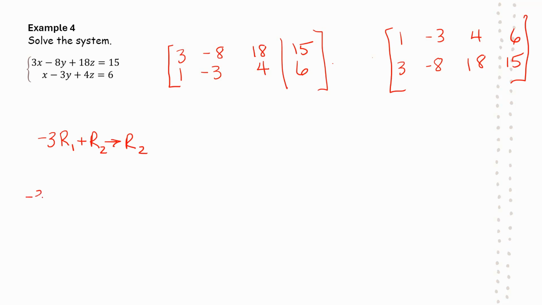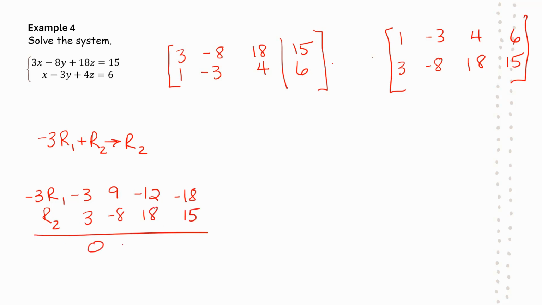If we do that, -3 times row 1 is going to be -3, +9, -12, -18, and row 2 is 3, -8, 18, 15. We add that up, we've got 0, 1, 6, and -3. So that's our new row 2. So the first row is still 1, -3, 4, 6. Forgot to put the line. And the second row is now 0, 1, 6, -3.